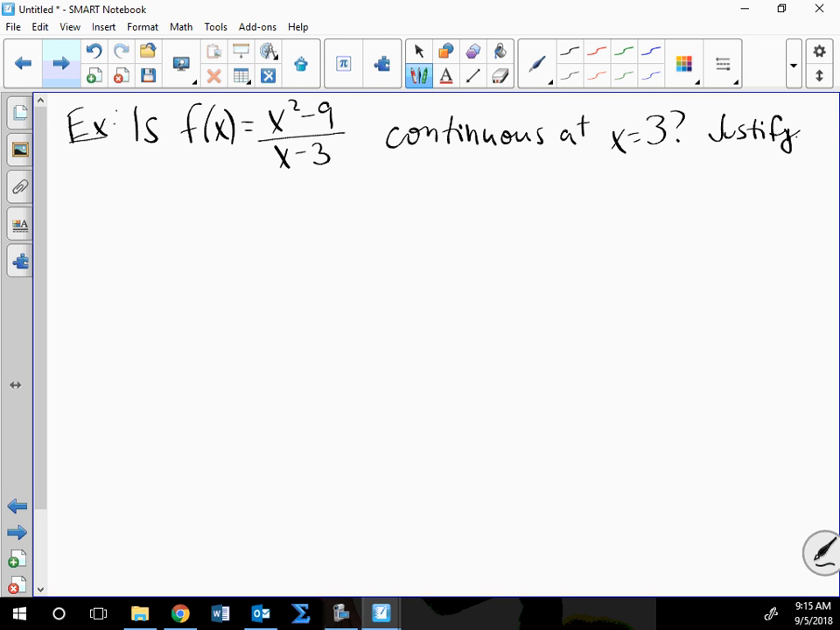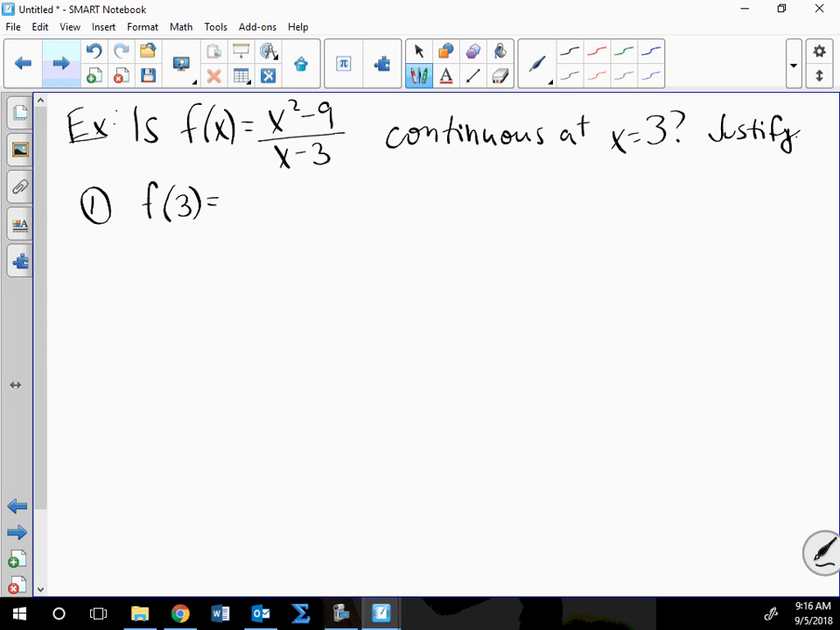Okay. So again, let's check our 3 conditions. First of all, we've got to have that f of 3 exists. So let's go ahead and check out what is f of 3. Well, if I try to take 3 and plug it in right now, then I'm going to end up getting 0 in our denominator, which is an issue. What can I do to investigate it further?